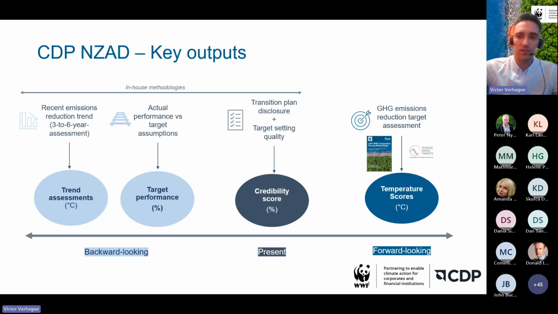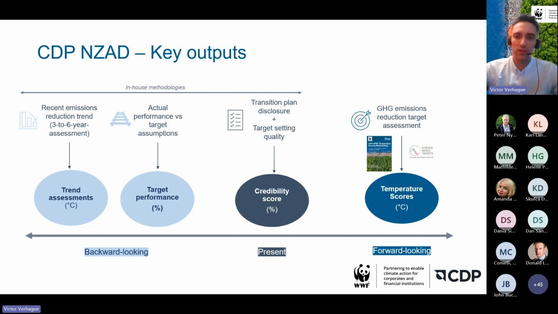And while this credibility assessment is rooted in the present, we also introduced two backward-looking assessments to factor in companies' emissions performance. In other words, how do their recent achievements compare to their stated commitments? The first backward-looking metric is a trend assessment, which evaluates a company's emissions reduction trajectory over a minimum of 3 years and up to 6 years. By calculating a normalized annual reduction rate and projecting it into the short term, we derive an additional temperature score that provides context for a company's near-term ambition.